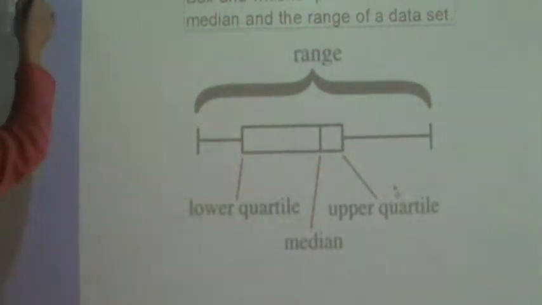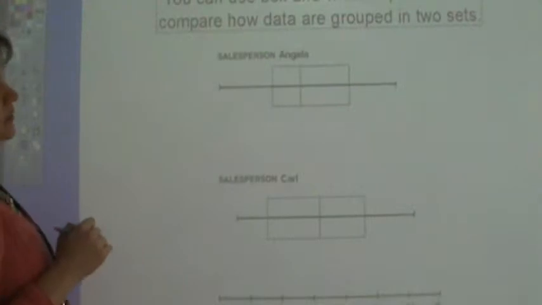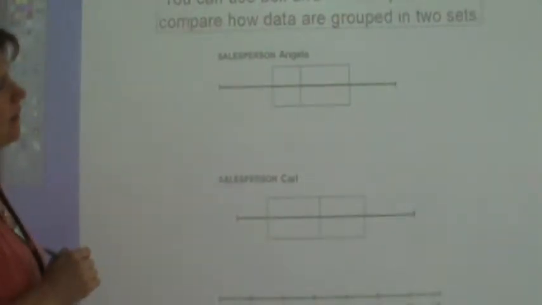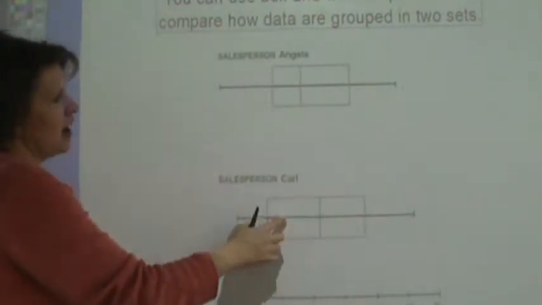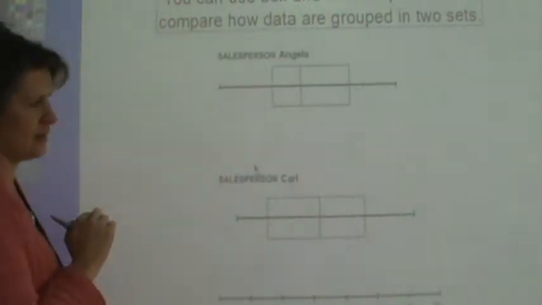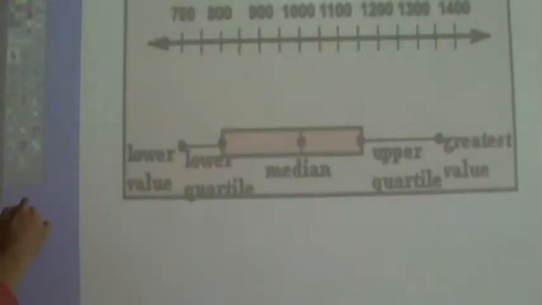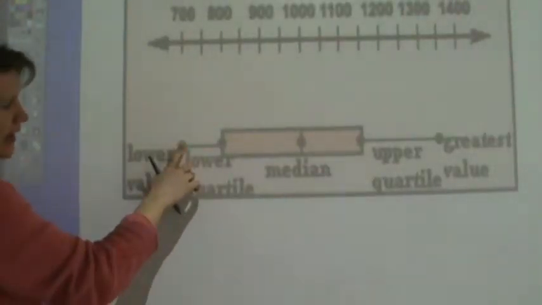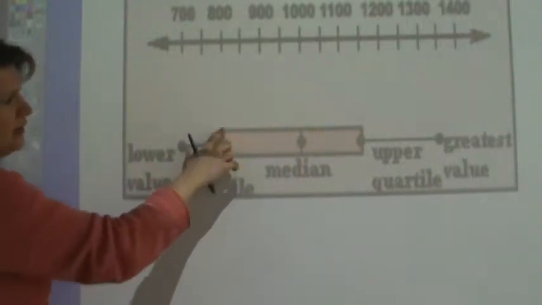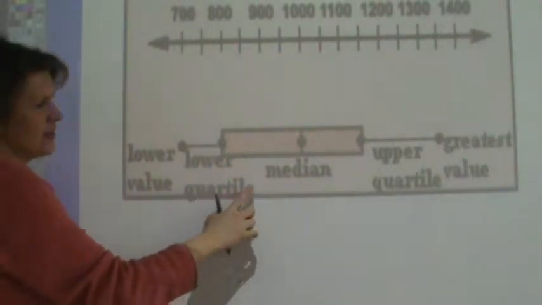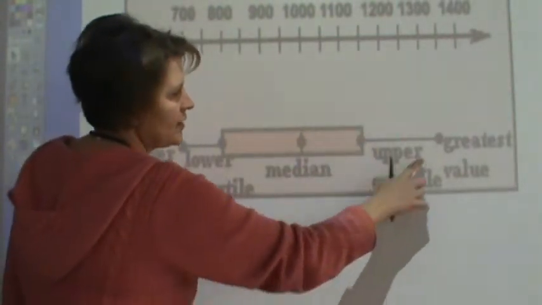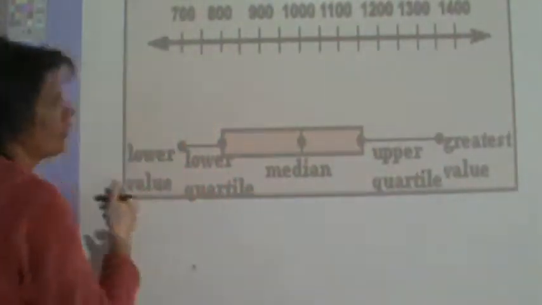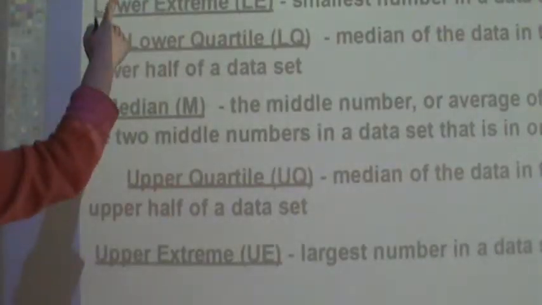Your median is marked right here, that middle line. You can use a box and whisker plot to compare how data are grouped in two sets. So if we wanted to compare Angela to Carl, we can do that with box and whisker plots. This is your basics. The dot on the left is your lowest value. Your vertical line here is the lower quartile. The middle vertical line is the median. The next vertical line is the upper quartile, and your dot farthest to the right is your greatest value. Here are your definitions of each of those. Write those down.